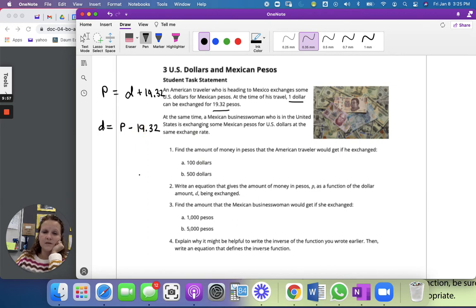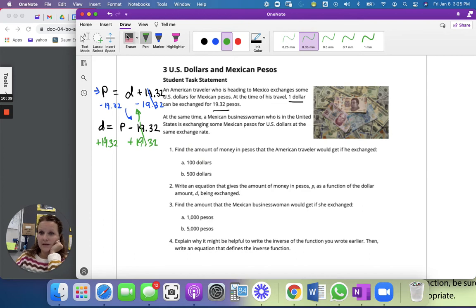All right, the first thing that really helps is to find an equation. And these equations are inverses of each other, because I can take the first equation and solve it for D, and I end up getting this equation: P divided by 19.32 equals D. Or I can take the second equation and find the inverse of that by multiplying both sides by 19.32, and I get that equation back.